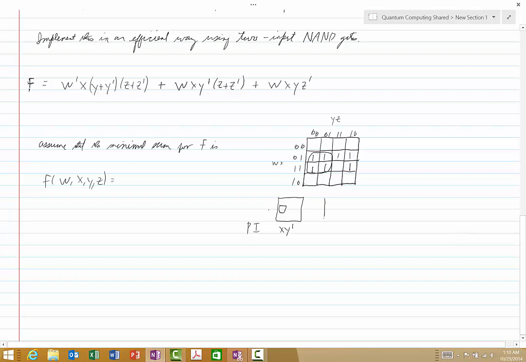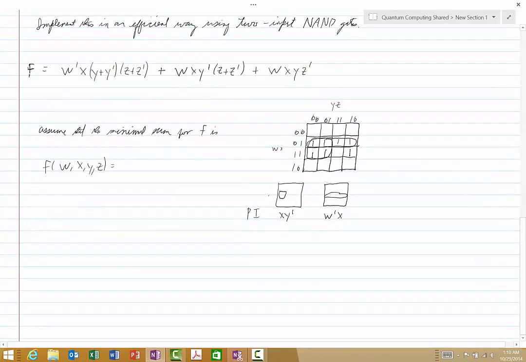Another grouping of four would be this, and that is the grouping W prime X. And those are the only groupings of four that we have. Oh, no, sorry about that. There is one more grouping of four, and it's this. These two right here, grouped with these two right here. That one's easy to miss.